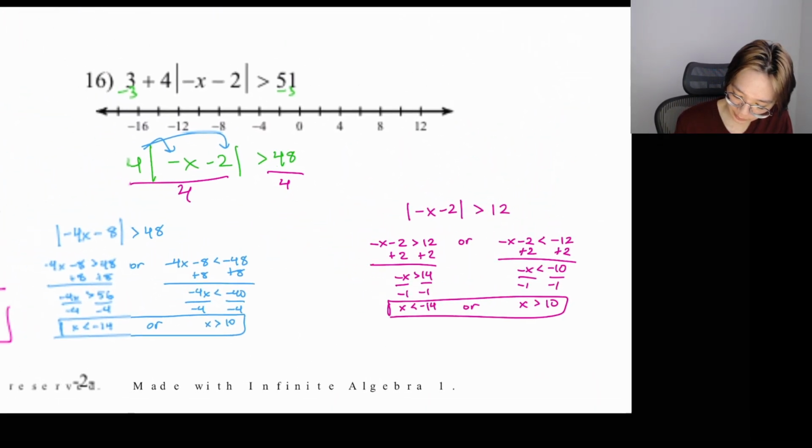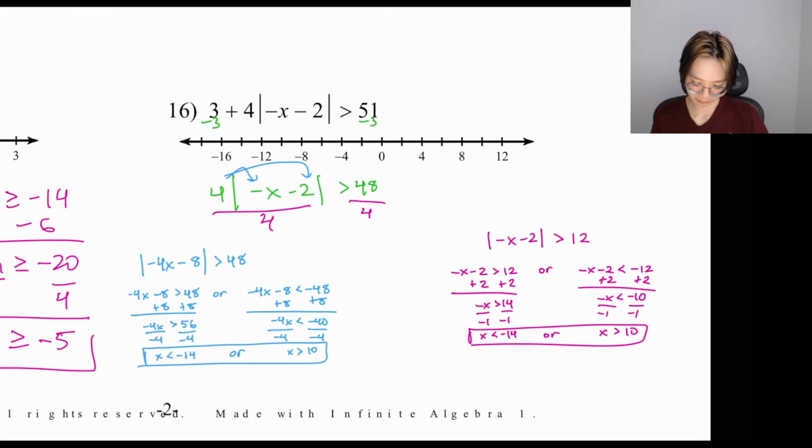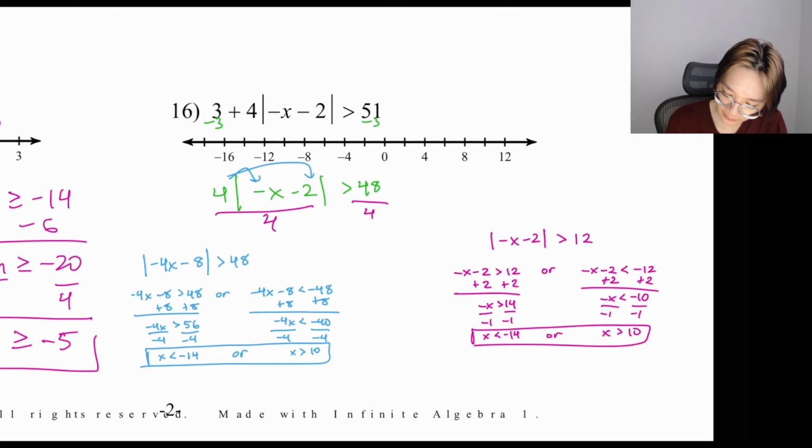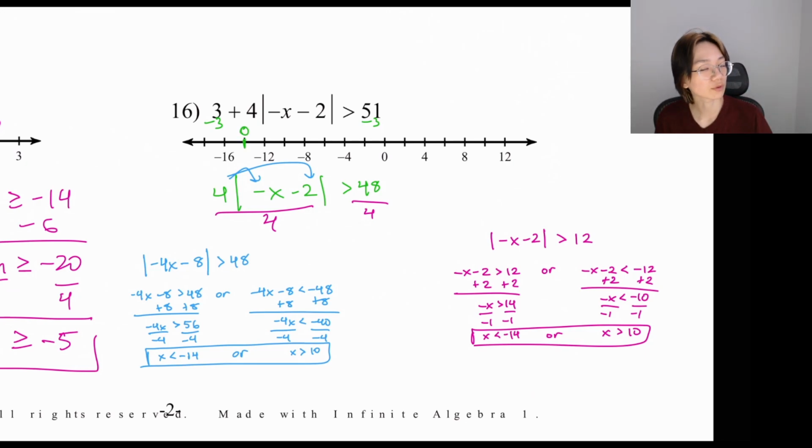And wow, oh my god, would you look at that? They're the same answers, right? Right. So if we graph this, negative 14 is right here. So we have an open circle here at negative 14, and it's "or", so we don't have to worry about them overlapping, but let's just double check if they do, because that changes our final answer.